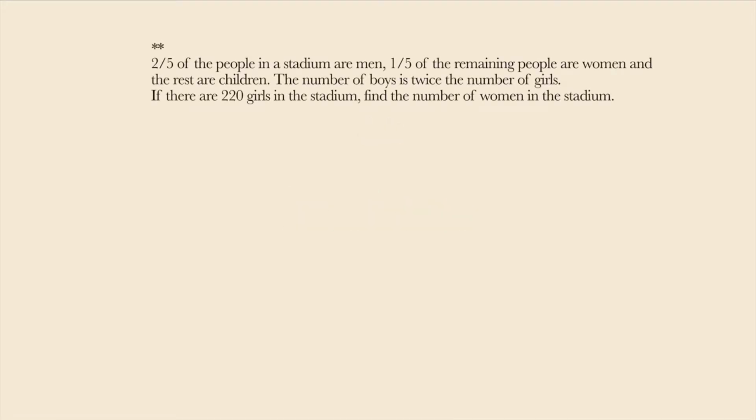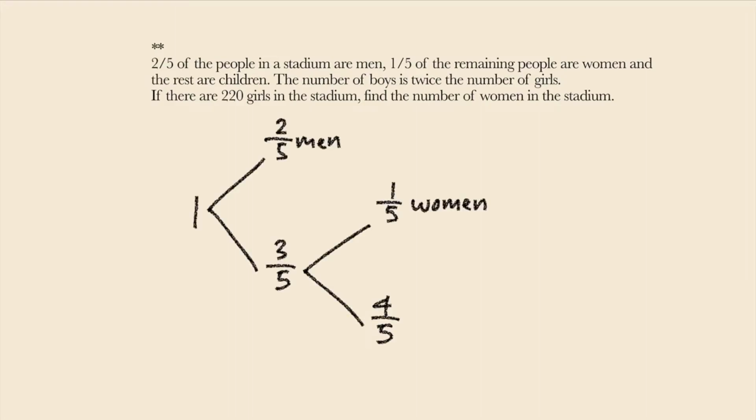And of course, we can trust the school system to make things interesting for us. There will be level 2 questions coming up. First one, 2/5 of the people in the stadium are men, 1/5 of the remaining are women, the rest are children. Okay, so the diagram looks like this so far. 2/5 men, 1/5 of the remaining women, the rest children. Now, out of the children here, the boys is twice the number of girls.